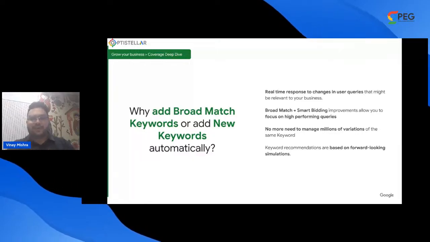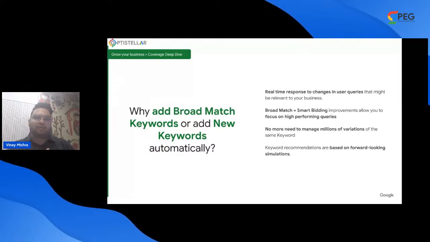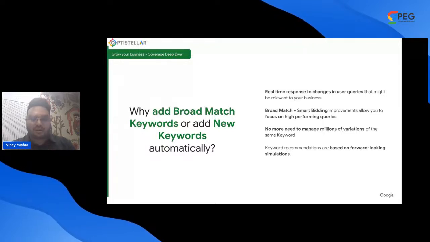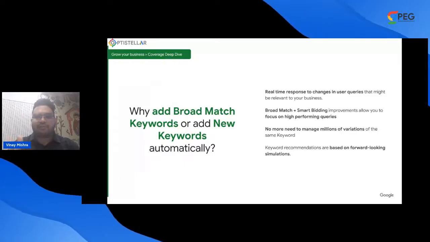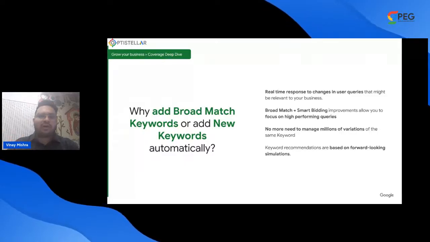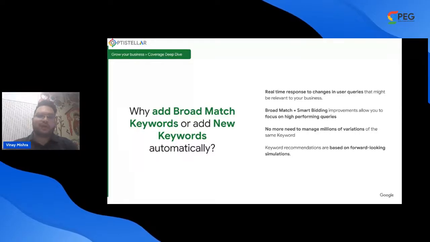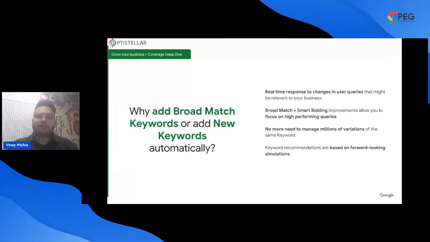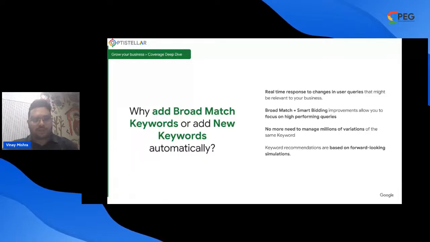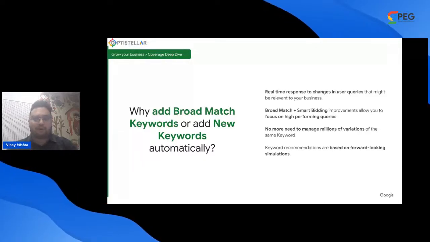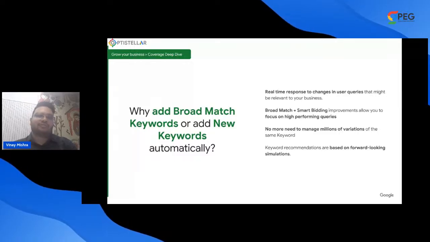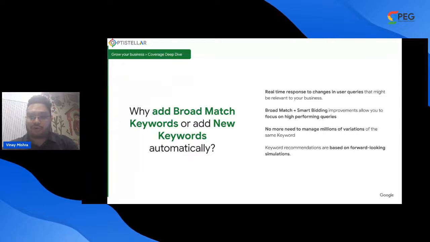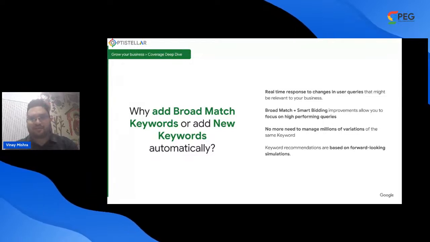And as a result, there is no more need to manage millions of variations. For example, if I have to search for broad match keywords, there are different variations I can search over. I can search for how to add a broad match keyword, what are the best advantages of broad match keywords, or just broad match keywords. If I want to learn about broad match keywords, there are different variations that I can go and search for, and every person thinks differently.